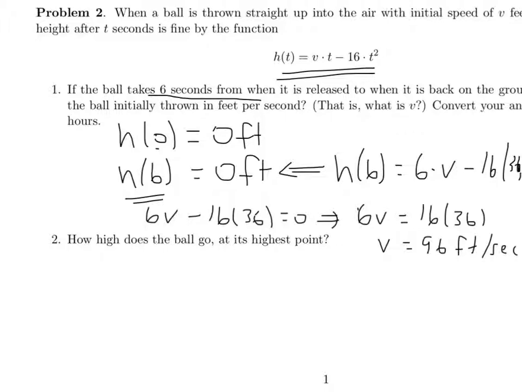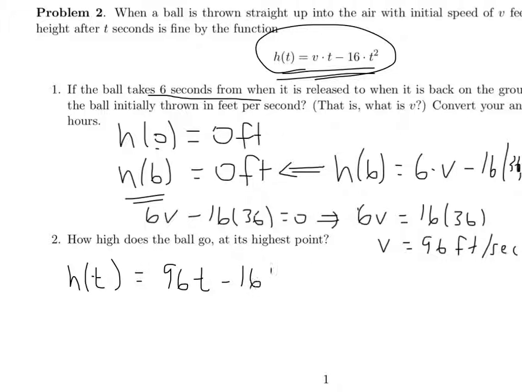So how high does the ball go? Well, keep in mind that now I actually know the formula without parameters in it. The formula that I have up here is really 96t minus 16t squared. So I don't have to have the v in there anymore. And this is not in a factored form already. It's not hard to factor, but it's not in a factored form already.